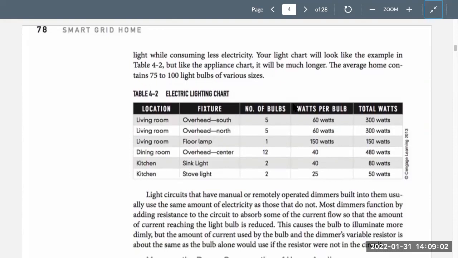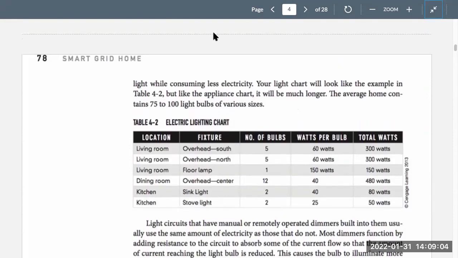Go ahead. Those long fluorescent lights? Yes. What about those? How much do those use? Those are usually about 32 watts each.